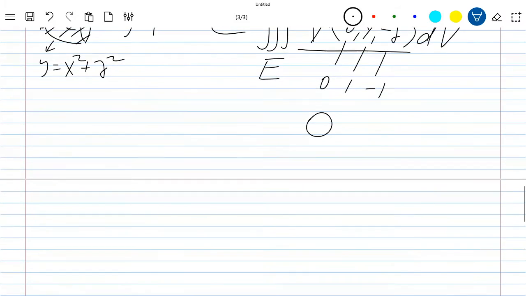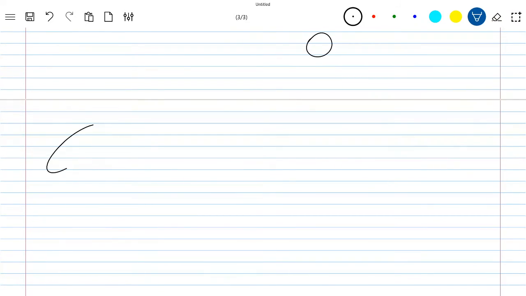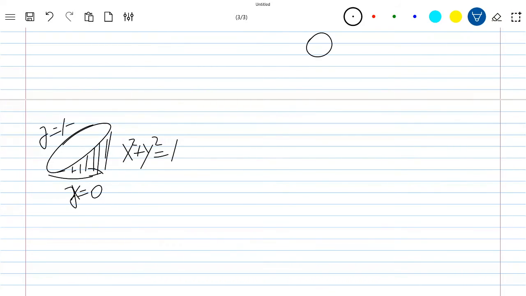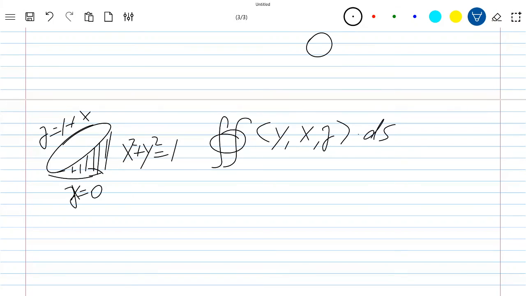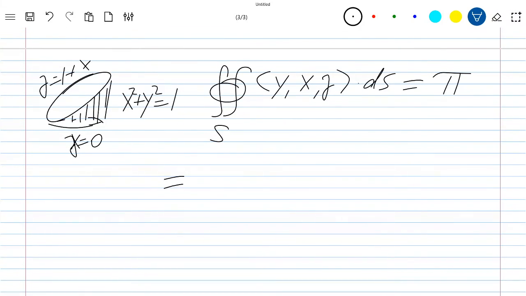Alright? Now let's see the other one. The other one is a cylinder. This is z equals 0. x squared plus y squared equals 1, and z equals 1 plus x, right? And this closes the surface. I have this integral of y, x, z dS, and in the end I said it's equal to pi. And I know it's correct because I can predict it. This is a closed surface, so it's the same as the divergence of this over the volume.